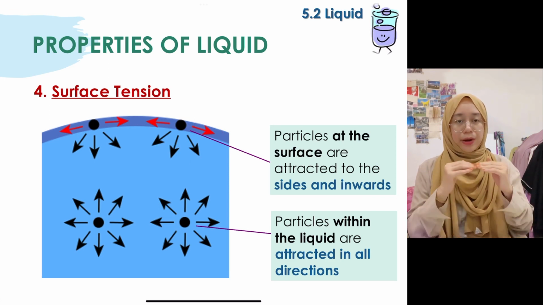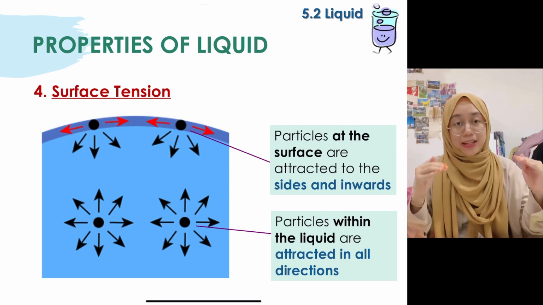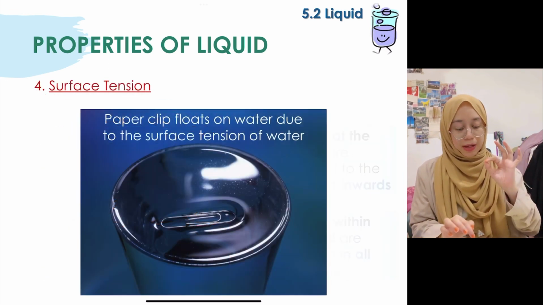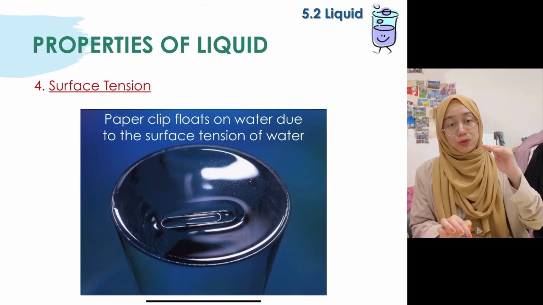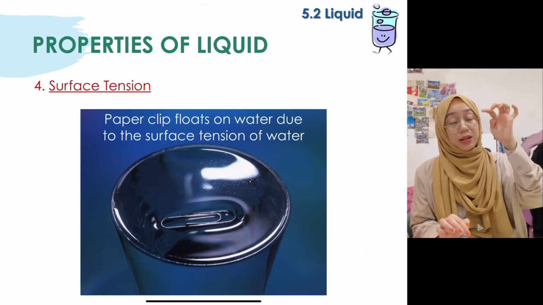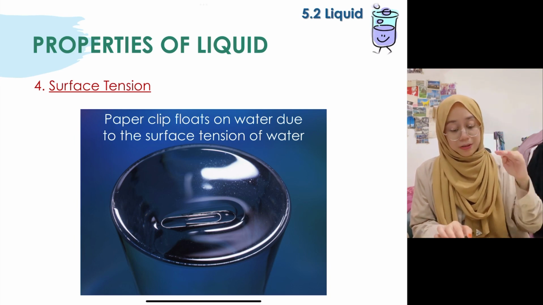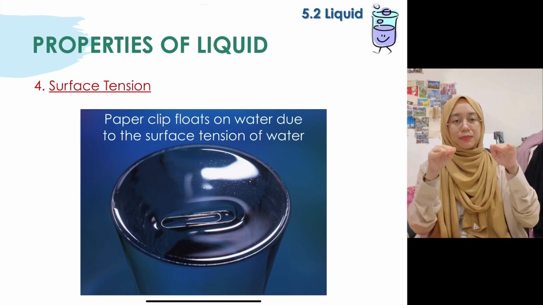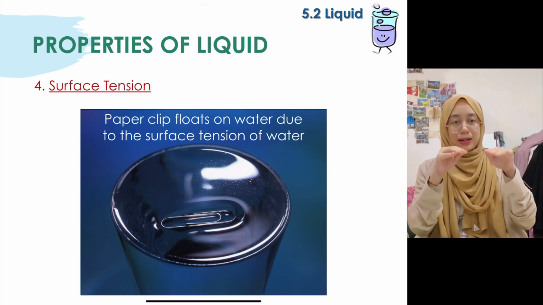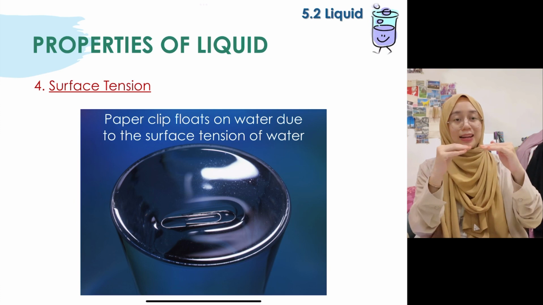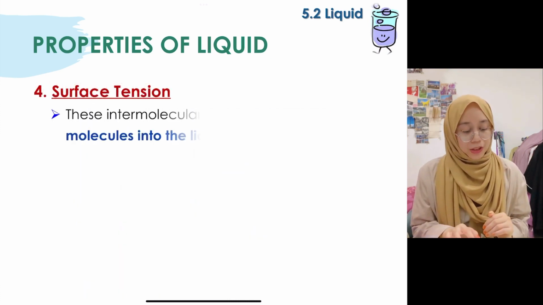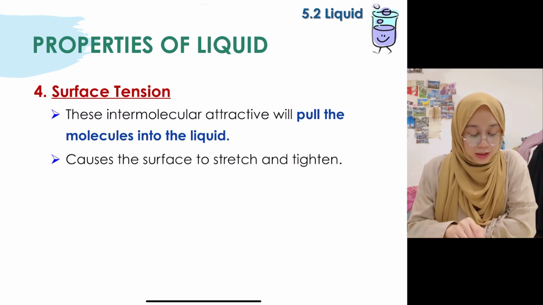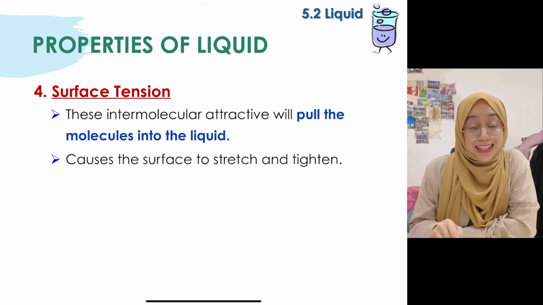Okay, so this create a tension dekat bahagian surface tu nanti. So this is why kita boleh letak paper clip, okay, atas water surface tu, because of the surface tension. Dia tak masuk ke dalam sebab ada tension dekat bahagian surface tu. Okay, tapi the water has to be macam tak boleh bergerak lah supaya tension tu kekal dekat situ. Okay, so this intermolecular attractive force will pull the molecules into the liquid, okay, causes the surface to stretch and tighten.